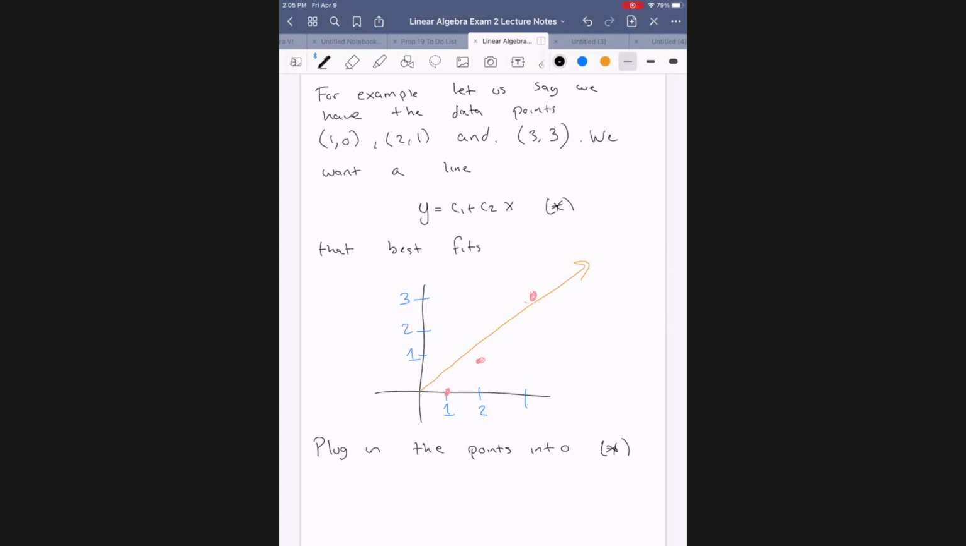right? So x is 1, y is 0. So the first equation you'd get would be c1 plus c2 is equal to 0. Plug in the other one. The second one, you get c1 plus 2c2 is equal to 1. And then the third one, you get c1 plus 3c2 is equal to 3, right? Basically, what you want to do is then solve for your c1 and c2 in this case, right?